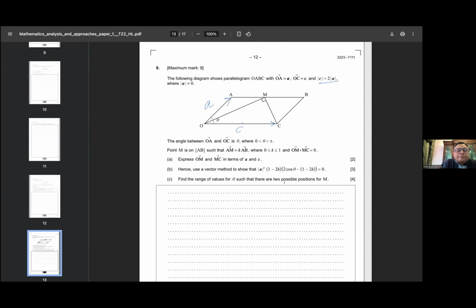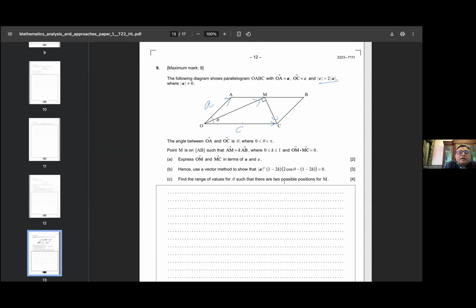Point M is on AB such that AM is k times AB. k is between 0 and 1. OM dot MC equals 0. That means they're at right angles. Dot product is 0, right? So it is at right angle, as shown here. Express vectors OM and MC in terms of a and c. So we have to express OM and MC in terms of a and c.